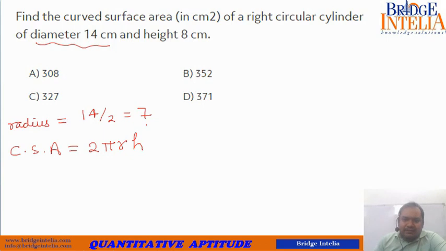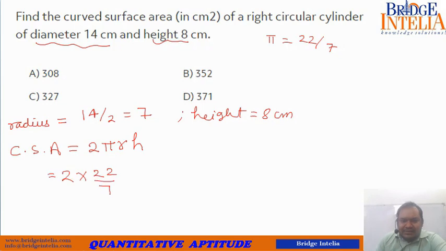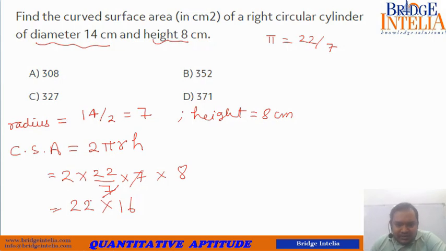Again we will take pi equal to 22 by 7. We have the value for r, we have the value for height as well, so everything is already known. We simply have to substitute in the formula. So this is equal to 2 into pi, which is 22 by 7, radius is 7, height is 8. So the answer is 22 into 16. Again you can employ this trick, 6 into 2 is 12, so this must be the correct answer because the unit digit of all these four options are different.